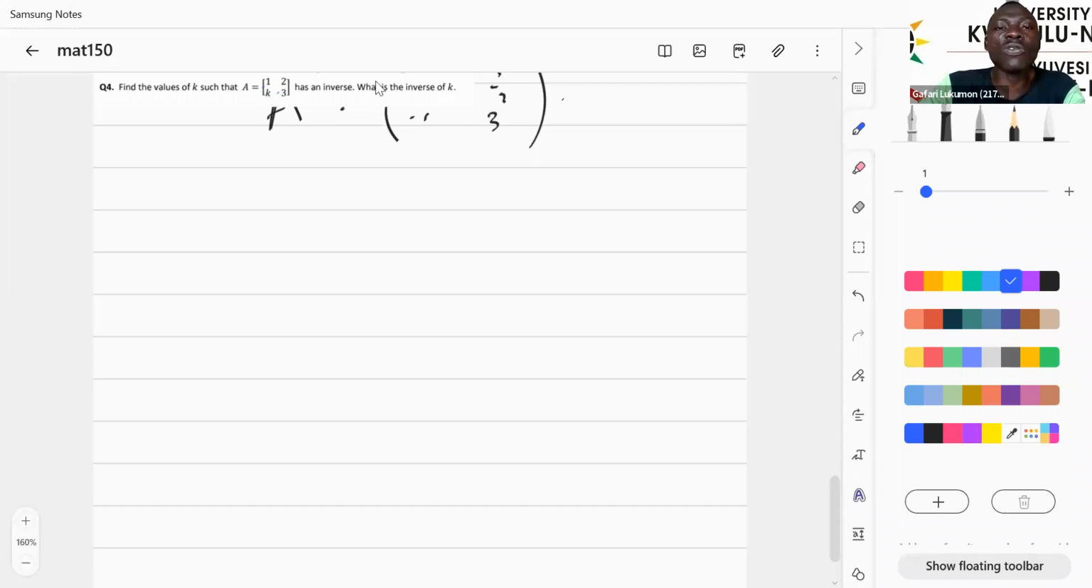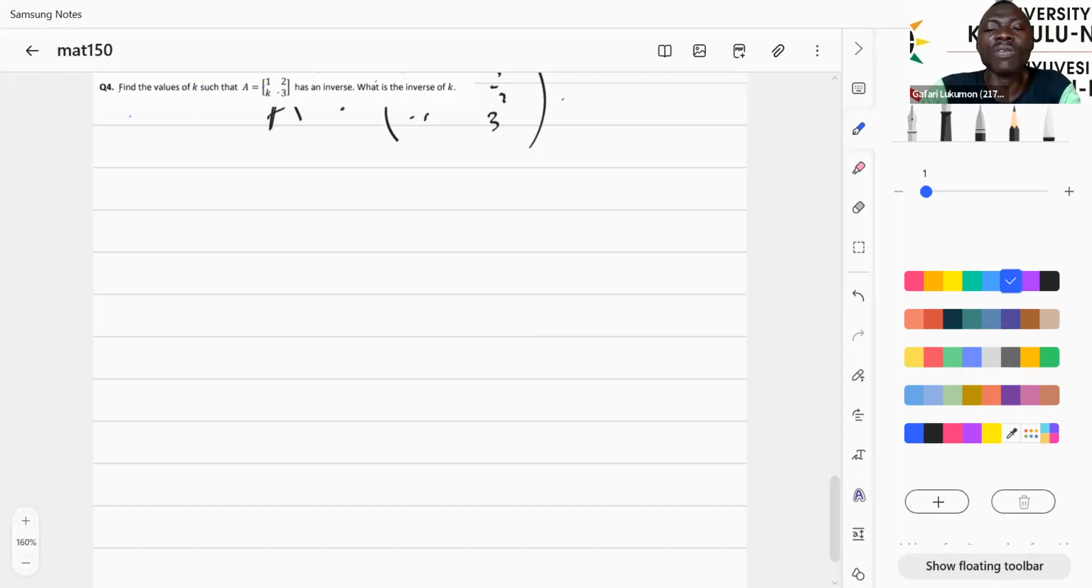So the question asks us to find the value of K such that A, which is 1, 2, K, 3, has an inverse. You understand now? So such that it has an inverse. Then you have to find what is the inverse of K. Okay, that is not difficult to do as well.